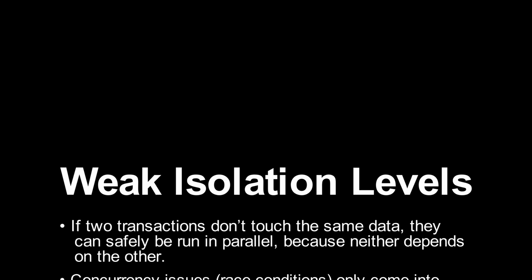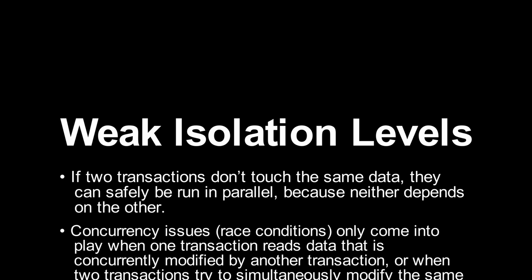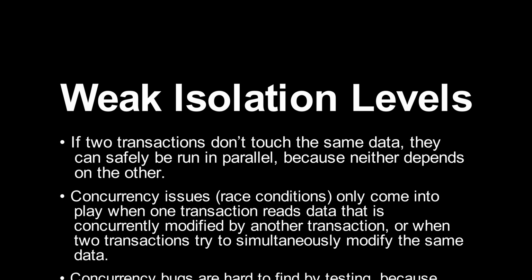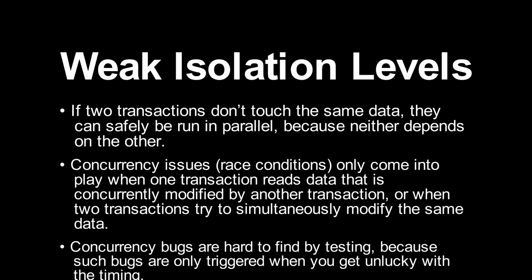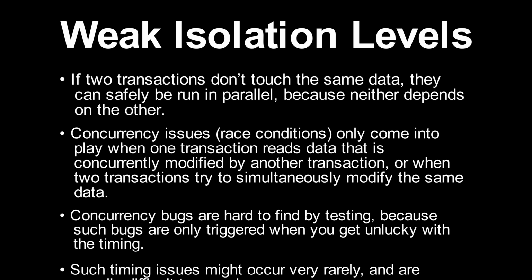Weak isolation levels. If two transactions don't touch the same data, they can safely be run in parallel, because neither depends on the other. Concurrency issues. Race conditions only come into play when one transaction reads data that is concurrently modified by another transaction, or when two transactions try to simultaneously modify the same data.